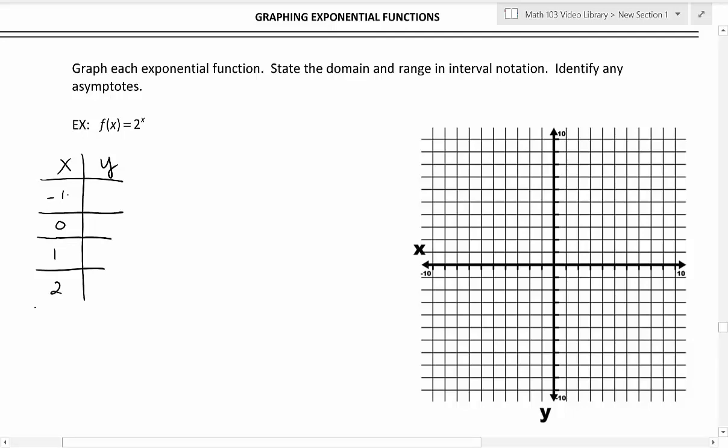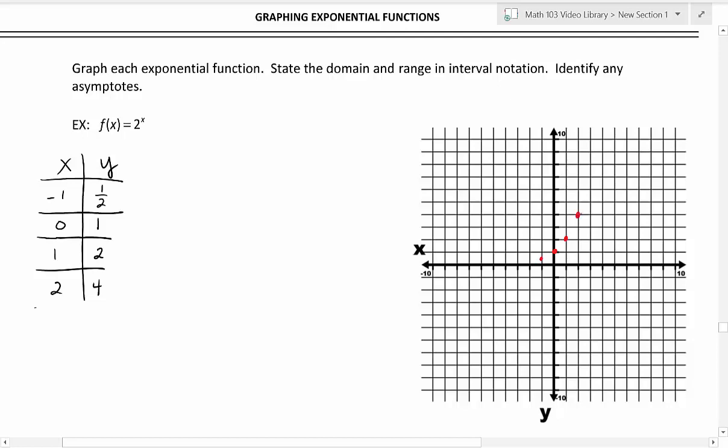So let's find our corresponding y values. If we plug -1 in for x, that's 2 to the -1st power, which is 1/2. Plugging 0 in, 2 to the 0 power is 1. Plugging 1 in, 2 to the 1st is 2. And lastly, we have 2 to the 2nd, which is 4. So here are our 4 ordered pairs that we're going to plot: (-1, 1/2), (0, 1), (1, 2), and (2, 4).